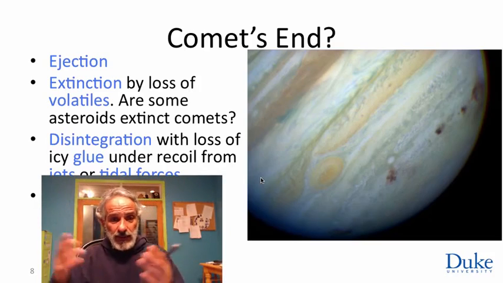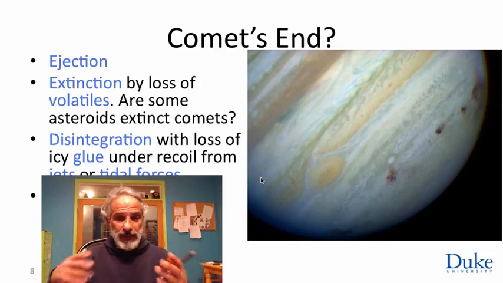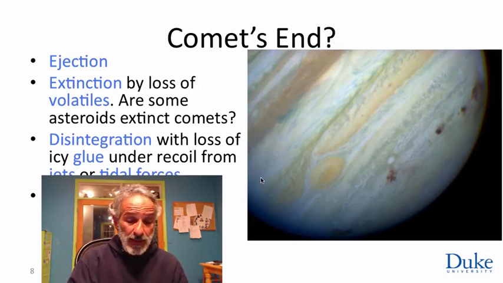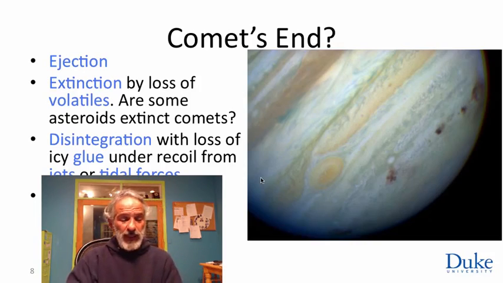So one of these things is going to end a comet's career. A comet is not a stable object. It does not last billions upon billions of years like a planet. But it leaves a trace, and these traces are of interest to us.